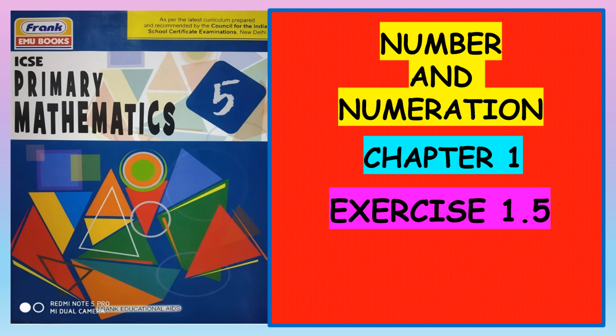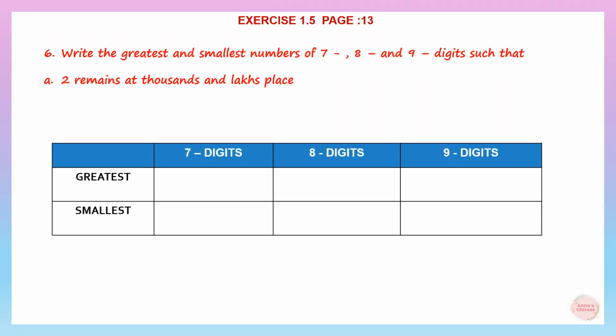Let's do number and numeration, chapter 1, exercise 1.5. Page number 13. Question 6. Write the greatest and smallest numbers of 7, 8 and 9 digits such that 2 remains at the thousands place and lakhs place. So here we have to write the greatest 7-digit, 8-digit and 9-digit numbers, and the smallest 7, 8 and 9-digit numbers, but there are some conditions. 2 must remain at the thousands place and the lakhs place.